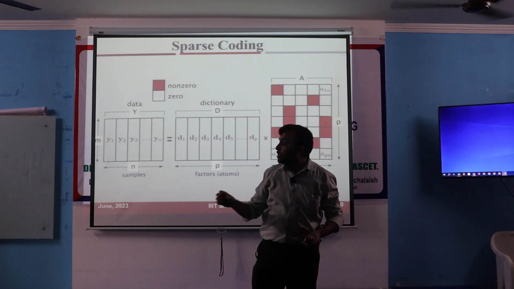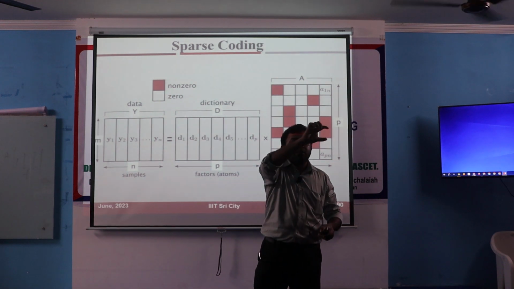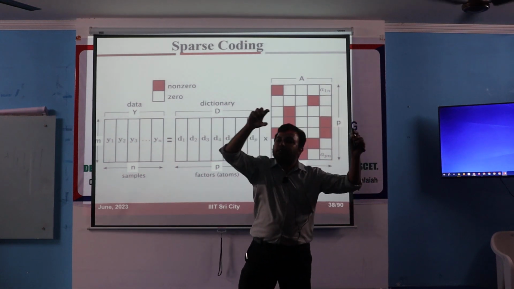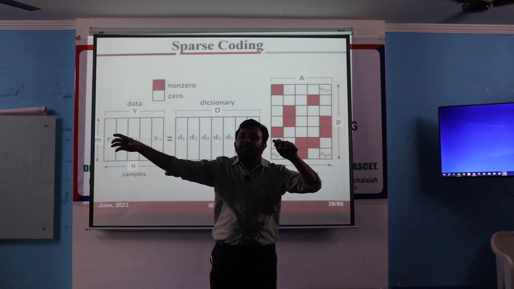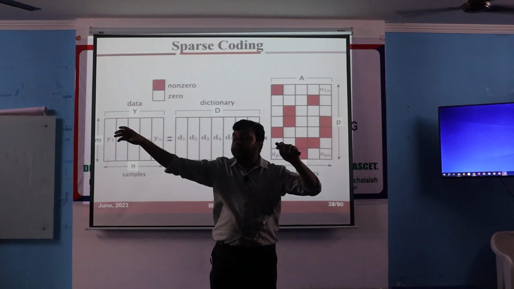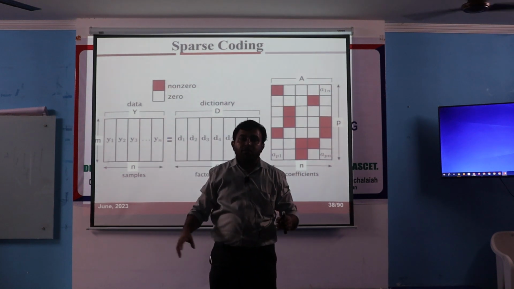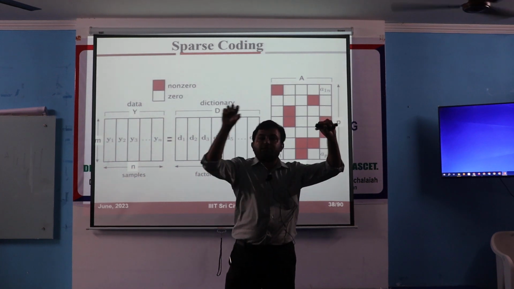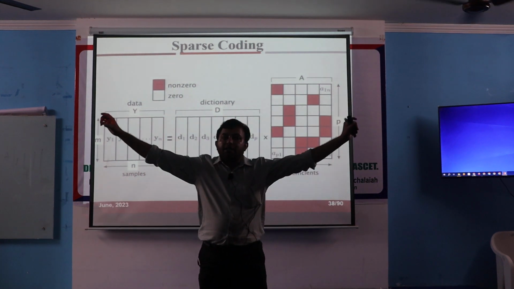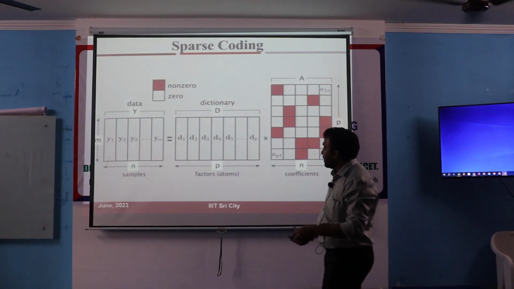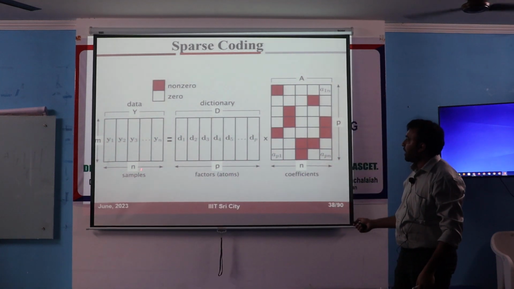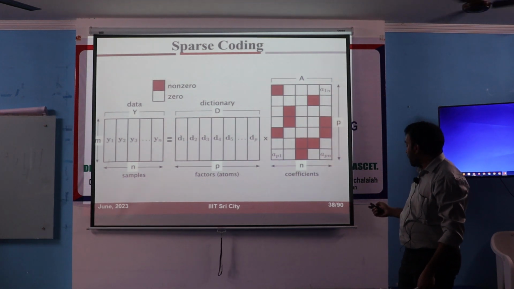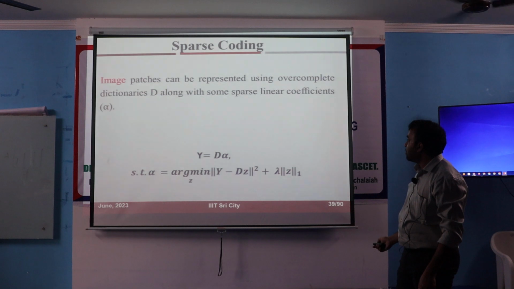This is called the row major way of appending, resizing that matrix into a 1D array. I took one row, placed that row, and appended it to the next row. This way I created one image in 1D form. So I have these images, these are the dictionaries, and these are the sparse codes which will combine together.